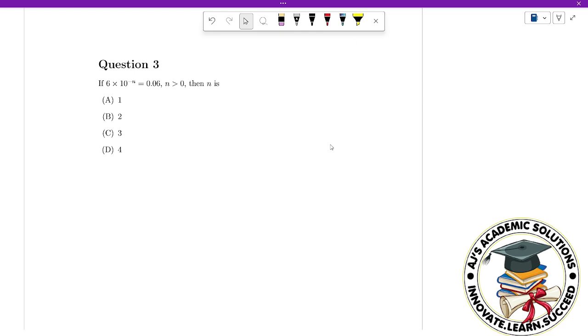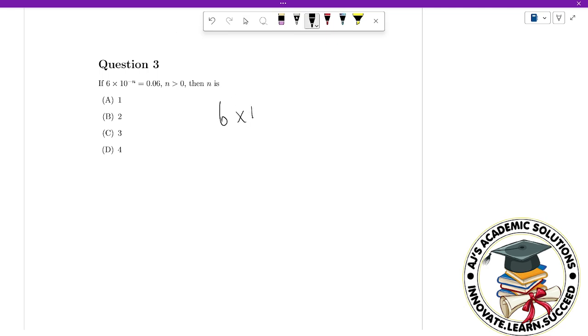Now for question 3, we have 6 times 10 to the negative n is equal to 0.06, where n is greater than 0. What is the value of n? Now, in this question, again, there are several different approaches that can be used to solve it. So what exactly is the method that I'll be using? As I'm looking at the question, what I will be using is changing the subject of the formula.